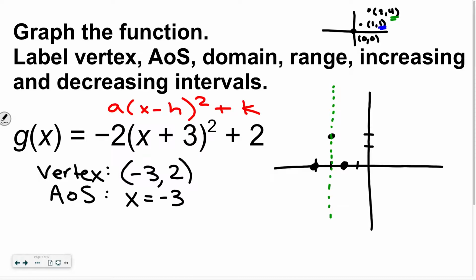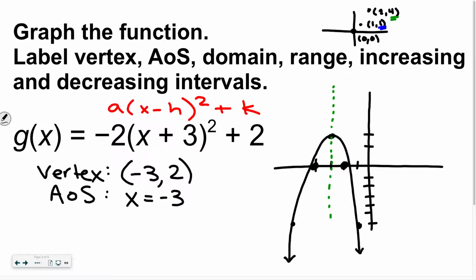be 8. So if we're up at 2 already, we would have to go down 8. So I would count right 2 and then down 8. 1, 2, 3, 4, 5, 6, 7, 8. I'm going to point here, reflect it on the other side. And I've got a parabola that opens down.